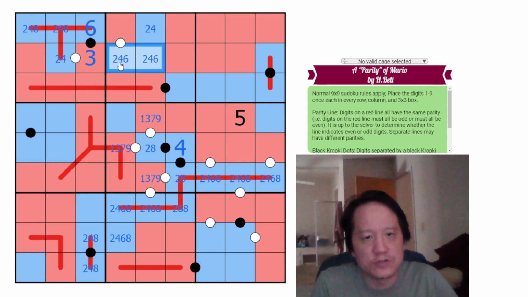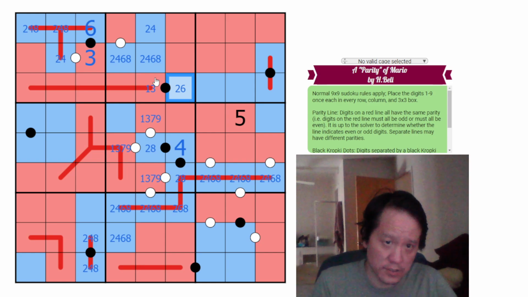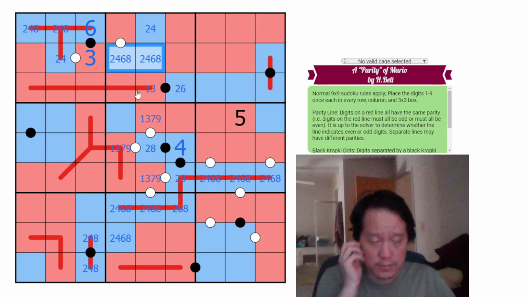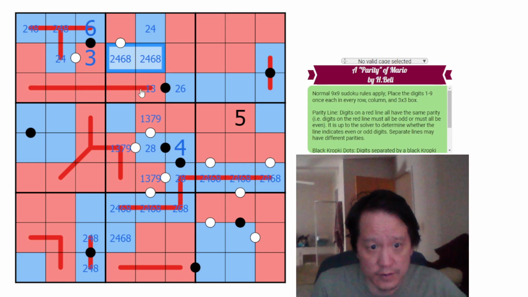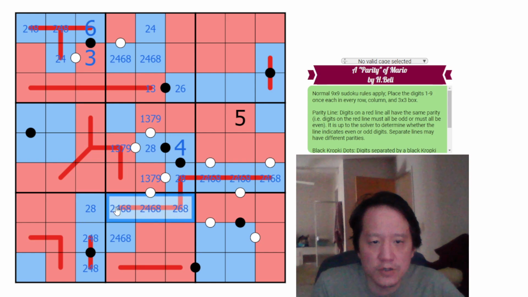This is 2, 4, 6, 8. This is 1 or 3, so this is 2 or 6. So this is 8. So this is 2 or 8, which means the 4 and the 6 are here. So this cannot be 4 or 6. So it's 2 and 8.